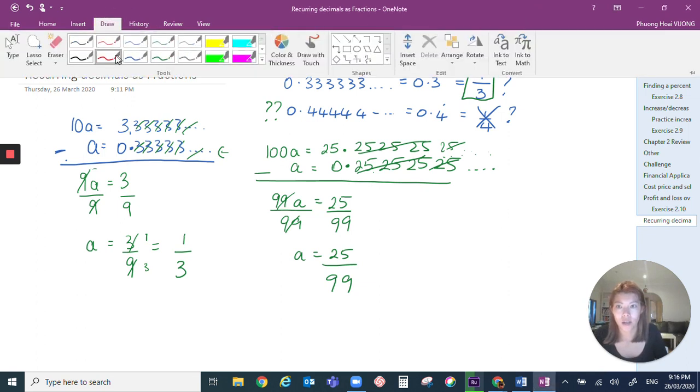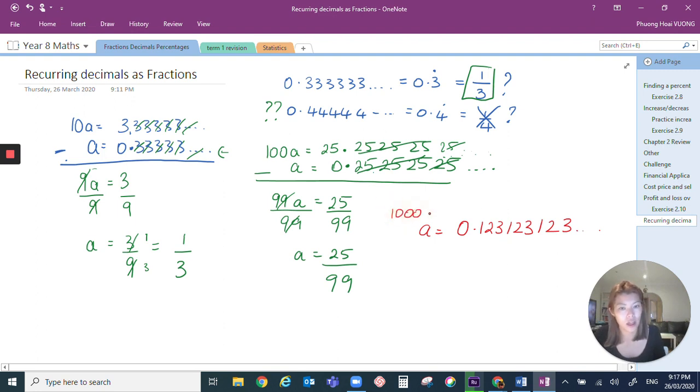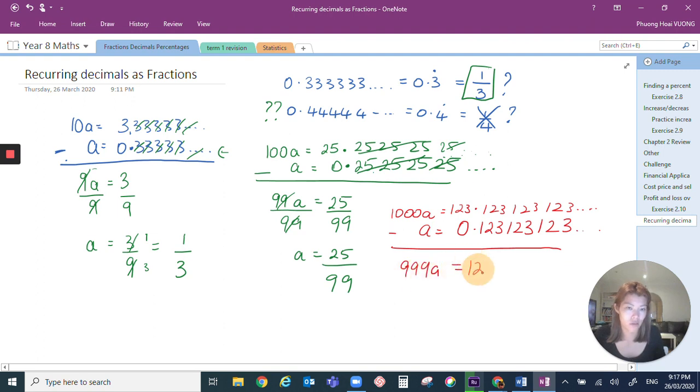So one last question, and I'm sure you'll be able to guess how to do the last one. What happens when we have 3 digits that repeat? 0 point, and 3 digits, 1 2 3 1 2 3 1 2 3 forever. How do we do this? Again, we let a equal that, and this time because we have to move the decimal point 3 times, you guessed it, we have to get 1000a equals 123.123123123 forever. Now when we subtract that, we get 999a equals 123, and therefore a is equal to 123 over 999.